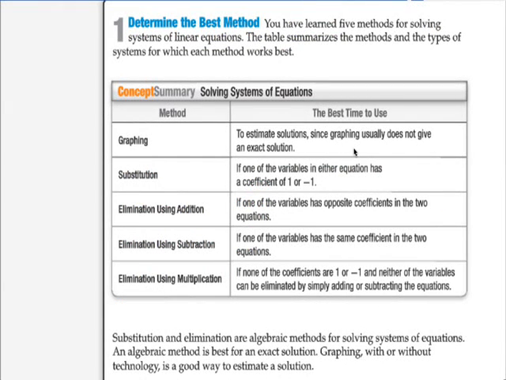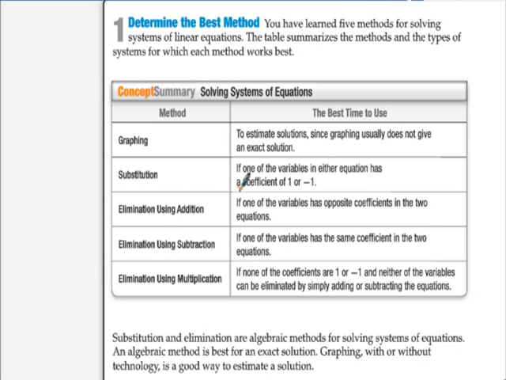First, to determine the best method, I think this chart does a good job of walking you through how you could decide which would be the best method. If you're looking for an estimate of solutions, graphing is good because sometimes it won't give you an exact solution. We give you some easy problems where they come out perfectly on a coordinate plane. But if we were talking about real life stuff, a graph is usually not going to give you an exact solution. So if you just need an estimate, you could use that. Substitution is really easy to use if one of the variables in either equation already has a coefficient of 1 or -1, because then it's very easy to solve for that variable.